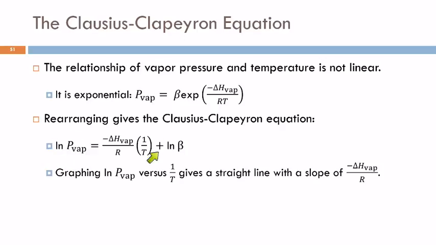And this is in the form of a line, and so if we graph the data this way, we actually can get a straight line. So here we have y, and this is our slope, m. 1 over T is x, and natural log of beta is our intercept. So we graph the natural log of the vapor pressure on the y-axis, and 1 over the temperature in Kelvin on the x-axis. We get a straight line, and the slope is equal to negative heat of vaporization over R, the gas constant. Okay, any questions about that?